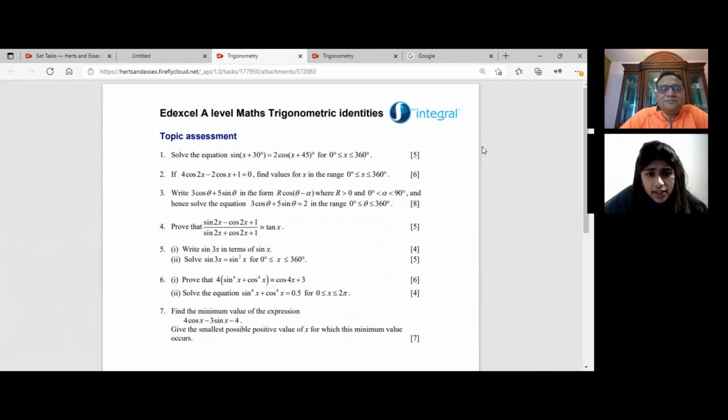Prove that (sine 2x minus cos 2x plus 1) over (sine 2x plus cos 2x plus 1) is tan x. That's a slightly difficult identity. Tell me, how will you prove it? Well, I know sine 2x can be written as 2 sin x cos x. And then cos 2x: which one do you want to use? There could be cos squared x minus sine squared x, or 2 cos squared x minus 1. That is better, so use cos squared x minus sine squared x.